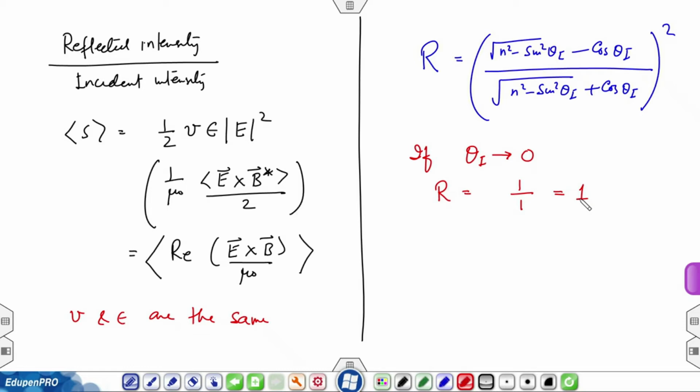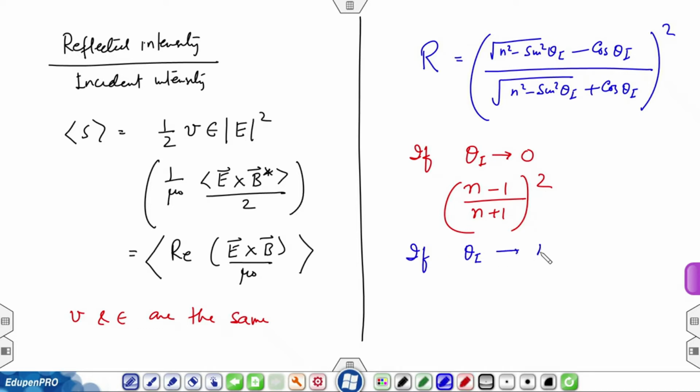Reflectance becomes (n minus 1) divided by (n plus 1), whole square. And if theta I goes to pi by 2, then reflectance becomes n over n, which is 1. So, in the previous case, light is falling normally. In the second case, it is at grazing angle. So, at very low angle from the surface, reflectance is very high, and at normal it is what it is.